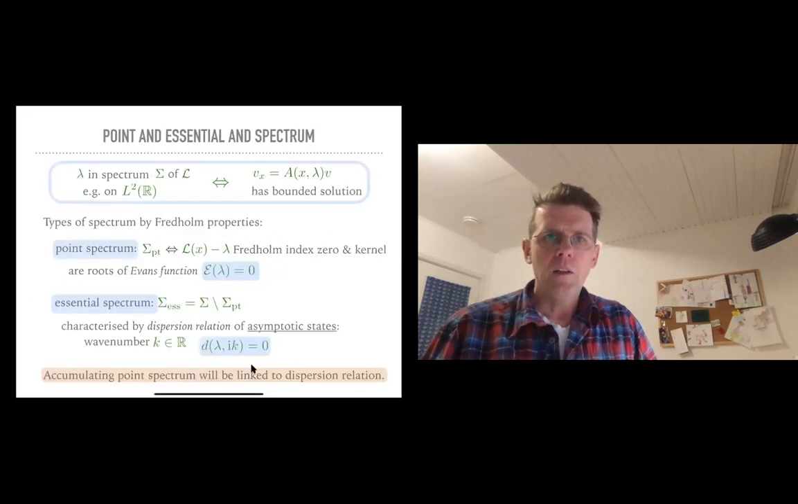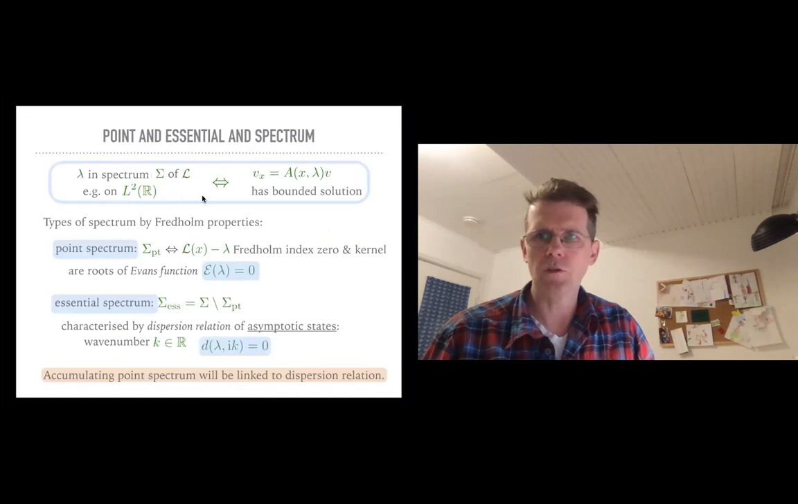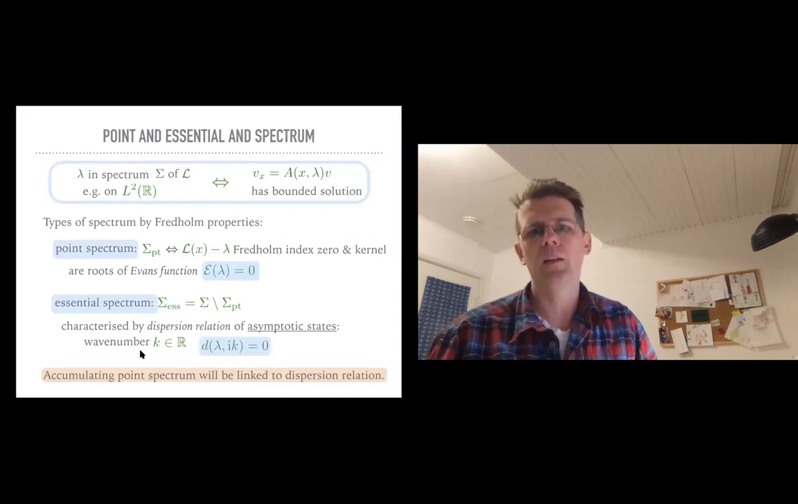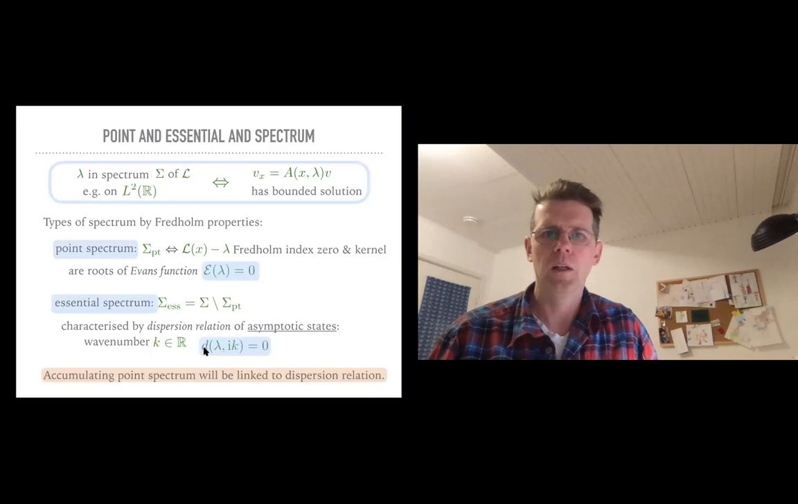And then the point and essential spectra can be distinguished. First of all, it's well known that the spectrum is characterized by bounded solutions of that ODE, and we distinguish point spectrum, where the operator L minus lambda is not invertible and has a kernel, which can be associated with the roots of an Evans function. And the essential spectrum, which is the complement of that point spectrum in the spectrum for these types of problems, is characterized by a dispersion relation in the asymptotic states. And there one gets an additional wave number parameter and solves a dispersion relation, abstractly written here as d of lambda, ik equal to 0.